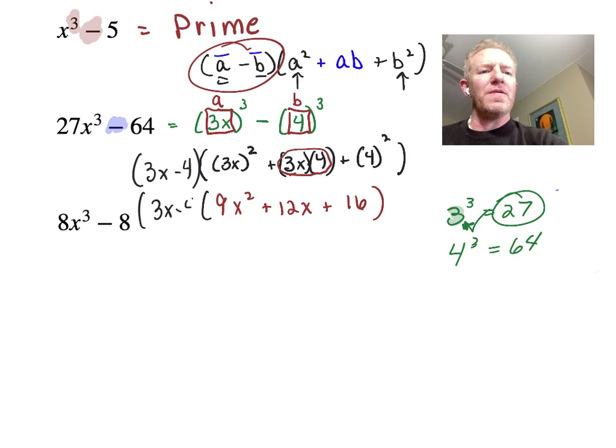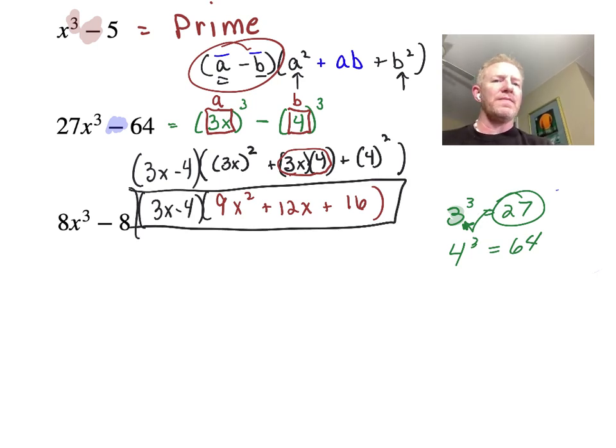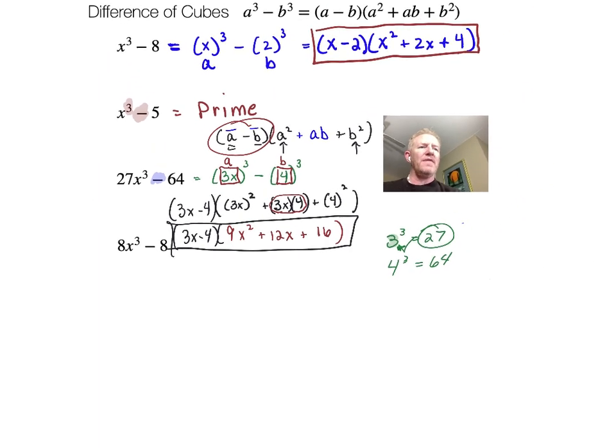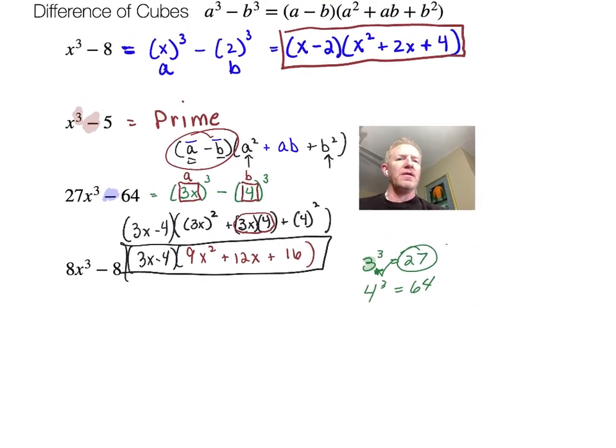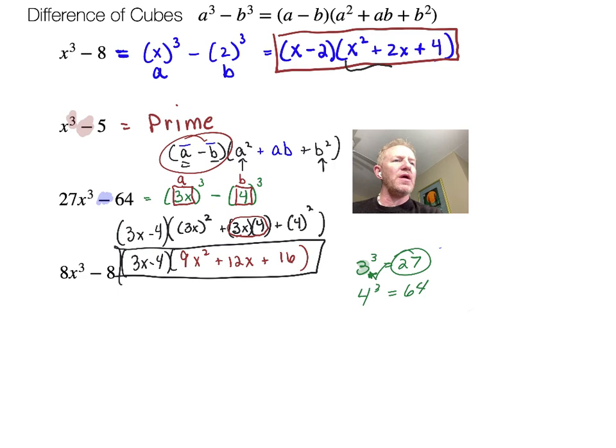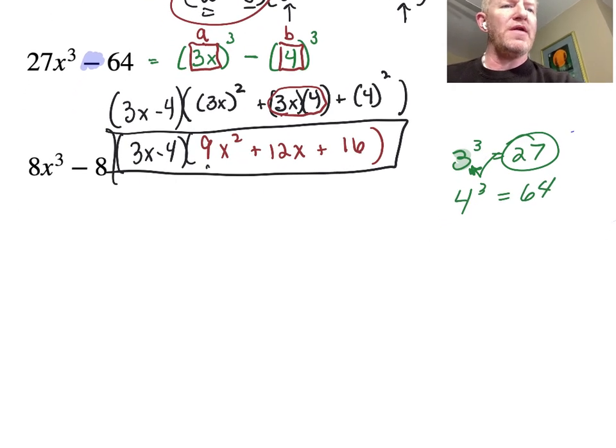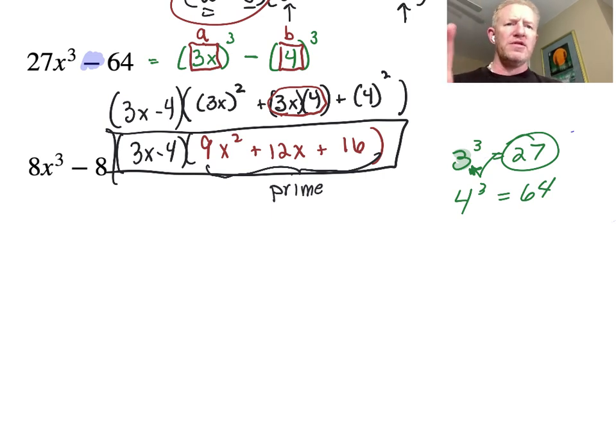X minus 4. Just like that. So this is my complete factorization. I forgot to mention it up here in number 1, so I'll mention it now. This trinomial here in the difference of cubes is always prime. So we never try to factor it, because that is just a fact of this problem. That thing is always prime, so you just stop right there. We cannot go any further.